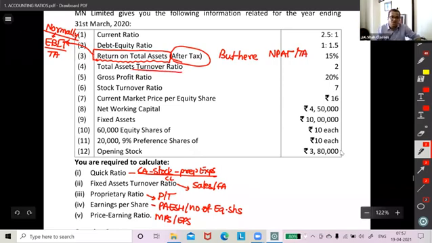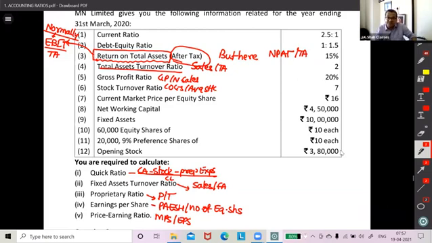Total asset turnover ratio, guys. Answer for this is what? Sales upon total assets. GP ratio is GP upon net sales. Stock turnover ratio is what? COGS upon average stock. Current market price is the information given. I told you the NPS has to be given in the question.